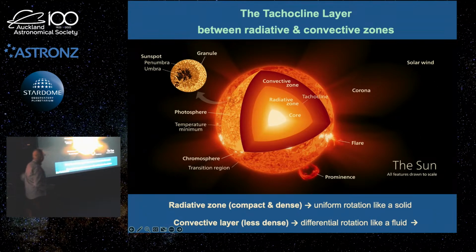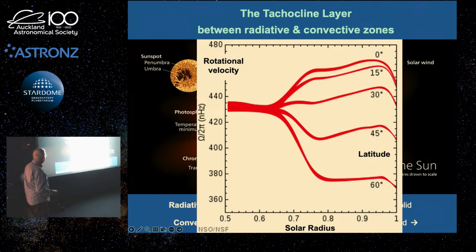So the tachocline layer. So here's your radiative zone. Here's your convection zone up here, and right in between here, that's the tachocline layer. Remember, here's the radiative zone, uniform rotation, the convective layer, differential rotation like a fluid. And here you go. This just illustrates it quite nicely. So here's a graph here. You've got your rotational velocity, and they've put it here, an omega over 2 pi.